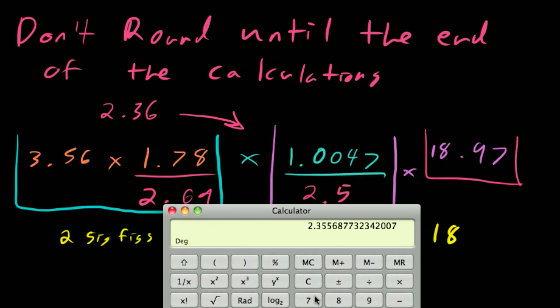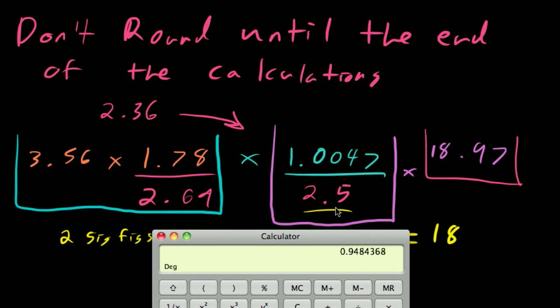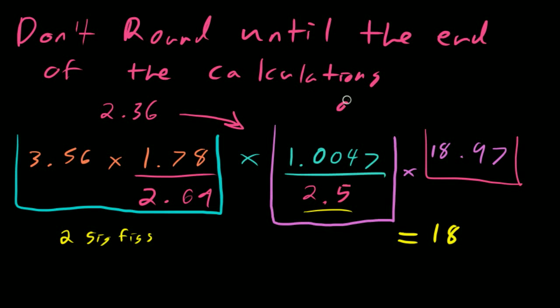So I'm going to clear this out, 2.36 times 1.0047 divided by 2.5. And then I got 0.948. And remember, now I've multiplied a figure with 3 significant figures by one with 5 significant figures, and then divided by one with 2. So let's say I rounded here again, and I'm going to carry only 2 significant figures. So this is going to be 0.95.